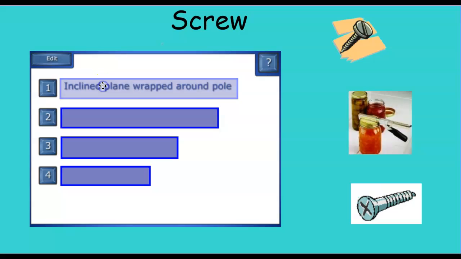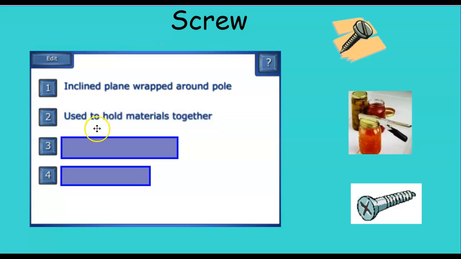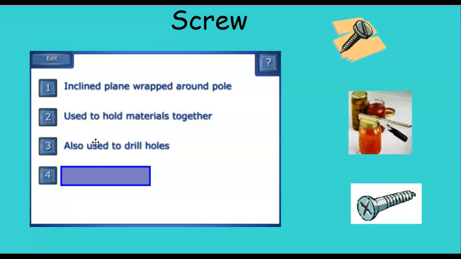A screw is an inclined plane wrapped around a pole. It's used to hold materials together. It's also used to drill holes, and the tip is sharp. Please pause the video as you need, finish your notes, and then resume the video.